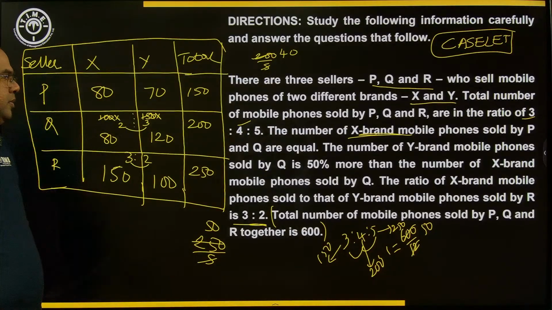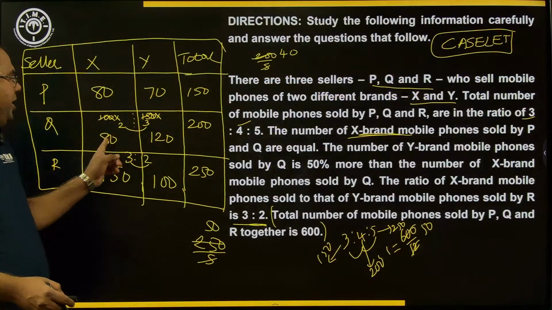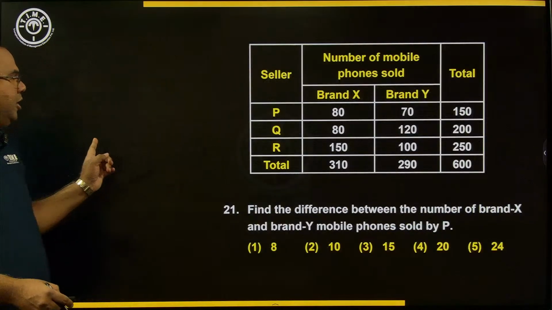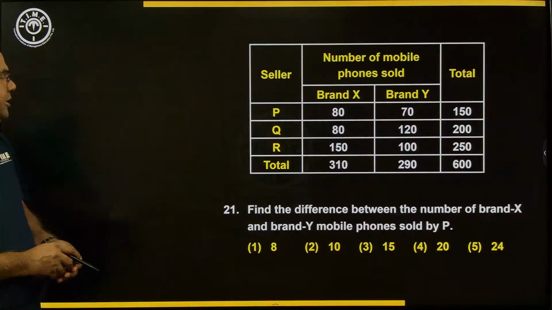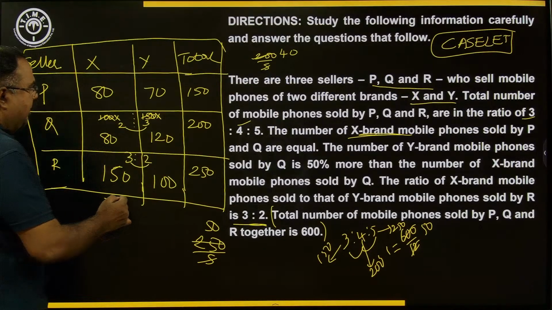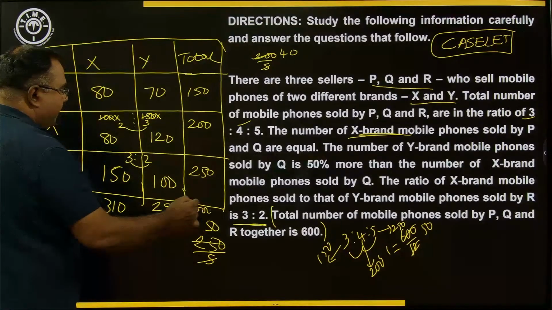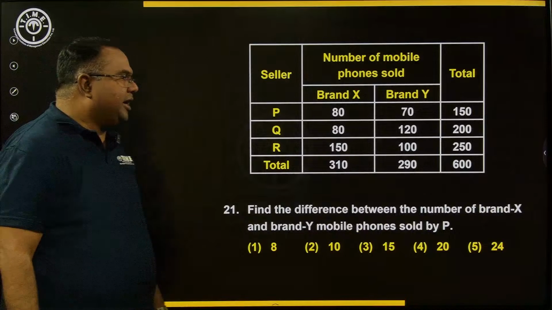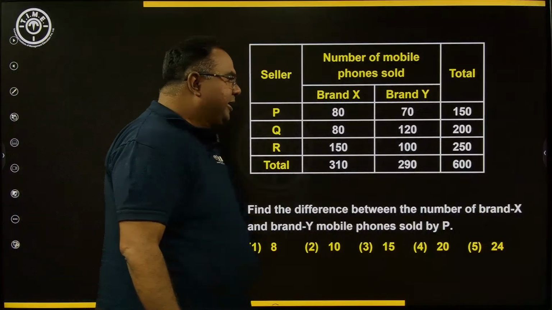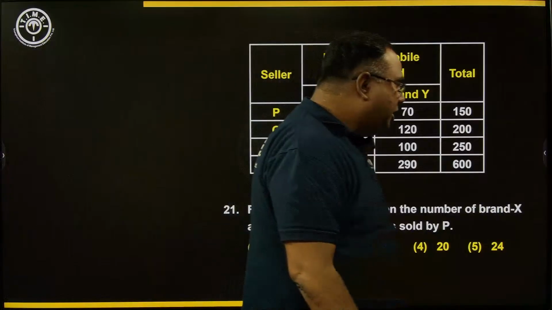Right? I have copied this data here. 80, 70, 150, 80, 120, 200, 150, 100, 250. The totals I am also adding. What is this total? 310. I am putting this data. This is 290. Total is 600. Once I get this data, I can solve the questions easily. So the first question on your screen, question number 21. Okay, I have a chart here.